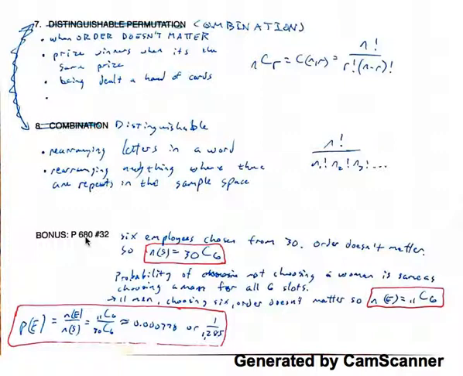And then the question says, what is the probability that no woman is chosen? No woman is chosen. So that's the question. You can go back and look at it. We'll get to that second part in a second, but let's just look at the sample space first.